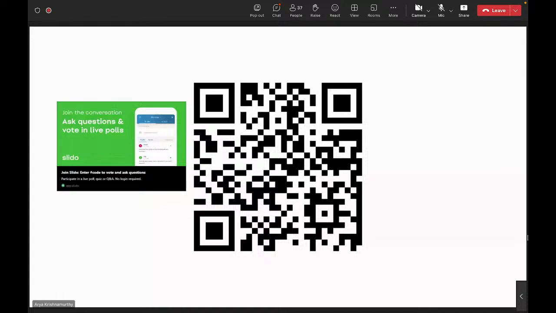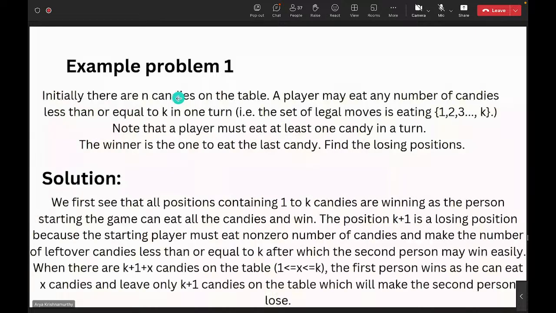There are initially n candies on the table. A player may eat any number of candies less than or equal to k in one turn. The set of legal moves is eating 1, 2, 3, and so on up to k candies, and a player must eat at least one candy in a turn. The winner is the one to eat the last candy. Find the losing positions.